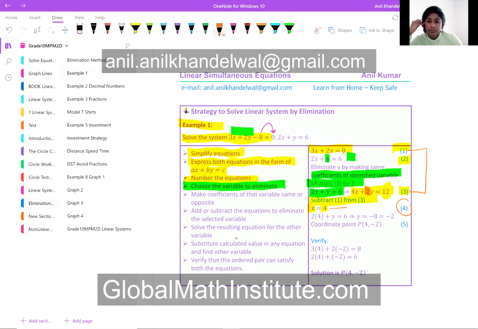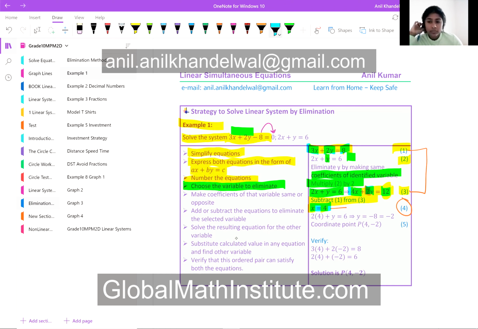We are naming this as our equation number 4. Perfect. How did we get this 4? We got this 4 by taking the difference between 4x and 3x. On the left side, the y values got cancelled, and on the right side, we had 12 minus 8, which was 4. So we got the equation x equals 4. So the x value is known to us. We eliminated y earlier and got the value of x.